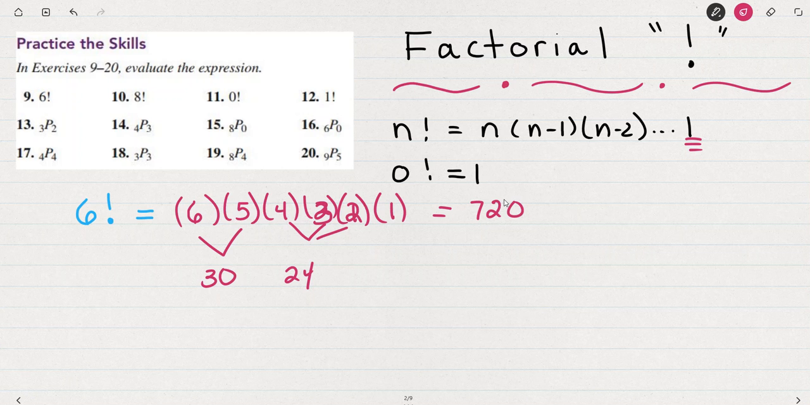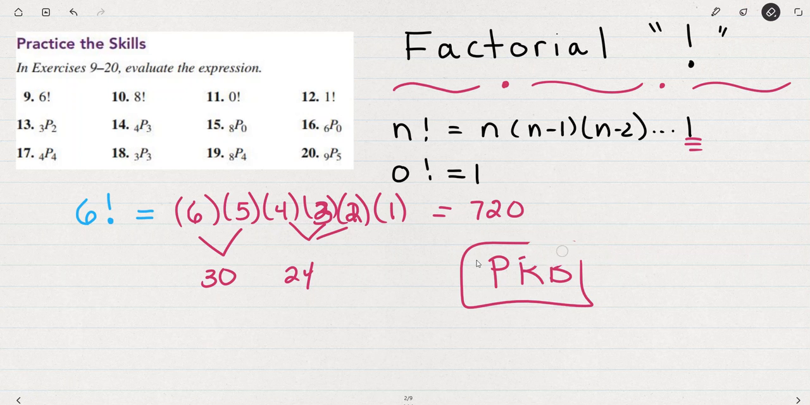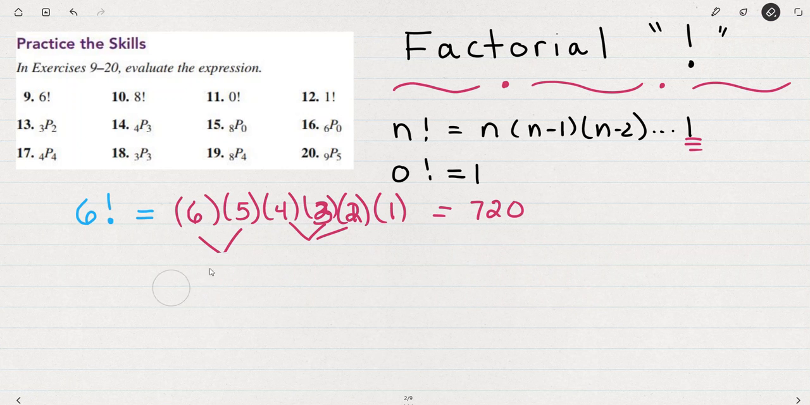Now, if you're using a Texas Instruments 30, you might not see an exclamation point. So what you'll have to do is hit the probability button. It says PRB. And when you hit PRB, you use the arrow to scroll over to the exclamation point and hit enter, and you'll see that you get 720. So that's how we'd calculate 6 factorial.